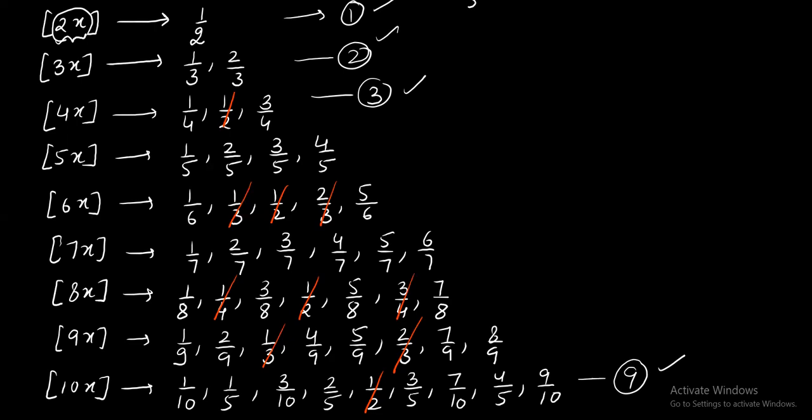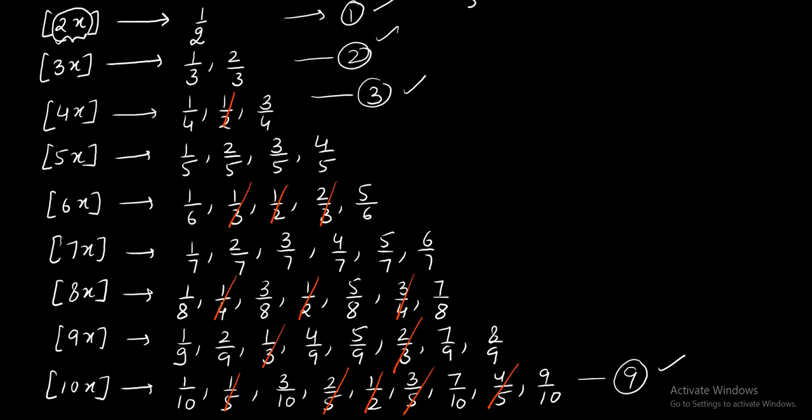Coming to 1/5, yes, we do have repeated value over here. 2/5, 3/5, 4/5. The repeated values, I have removed all of them from here. After removing, now, is there any other value? 1 by 6 will not be repeated. 5 by 6 will not be repeated. All these 7, 1 by 7, 2 by 7 will not be repeated.